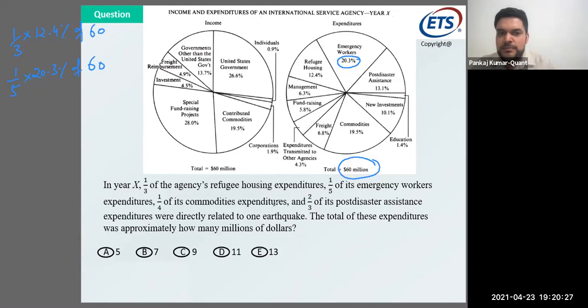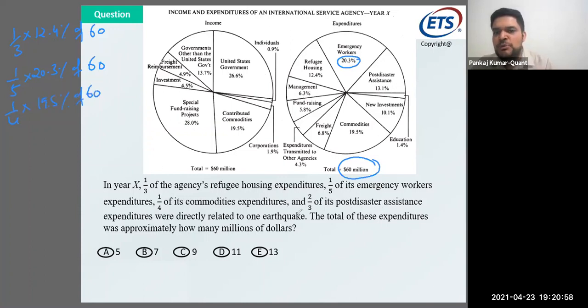So when I'm solving this, if you see, I'm not reading the whole question. We need to strategize things because that's what the method is. We never read the whole question in one go. We read it one by one. Like the first part I read, I have written somewhere here. The next part I read, 1/5 of emergency worker expenditure. That's what I've done here. 1/4 of commodities expenditure. Commodities expenditure is this 19.5% of 60.